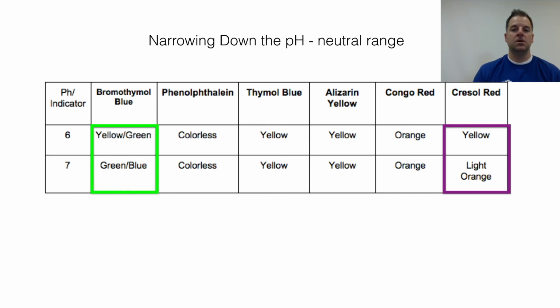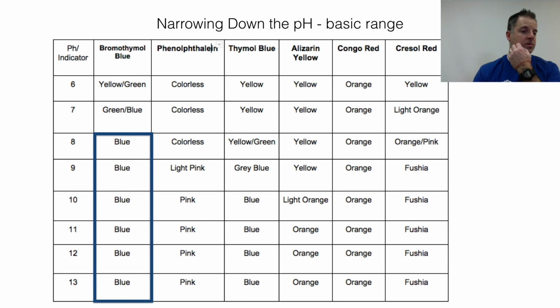All right. If we were in the basic range and we're using bromothymol blue again to help us identify that, we'd have a lot of options to choose. And I wouldn't say one is necessarily better than the other, but let's say that we chose phenolphthalein. So phenolphthalein is nice because at pH 8 it's going to be colorless. pH 9 is sort of a light pink, and then between 10 and 13 it's a darker pink.